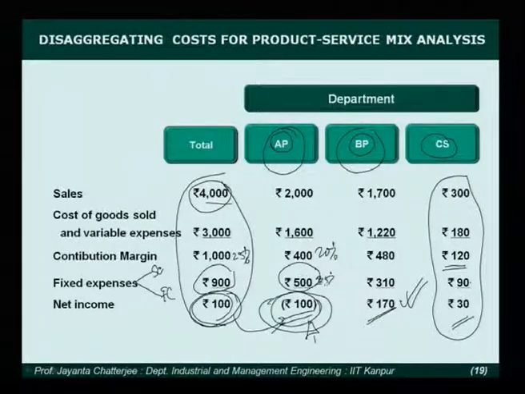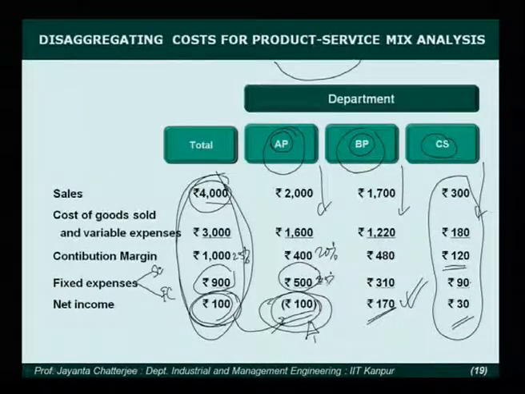The main point here is that we should not look at only the gross data, but we have to get the data in terms of every activity and understand the product service mix, and then we take independent strategic decisions for each one of these activities.